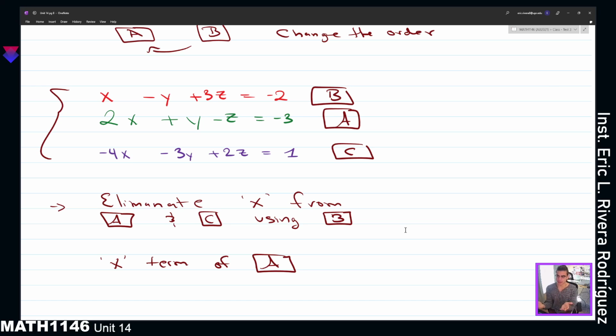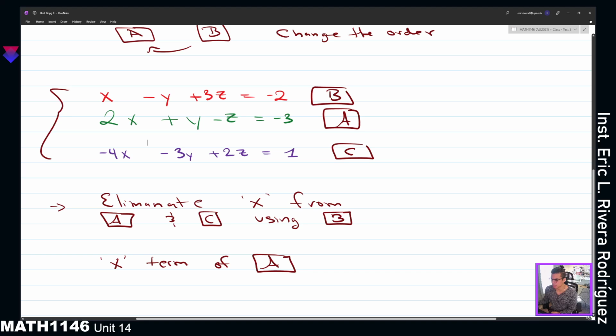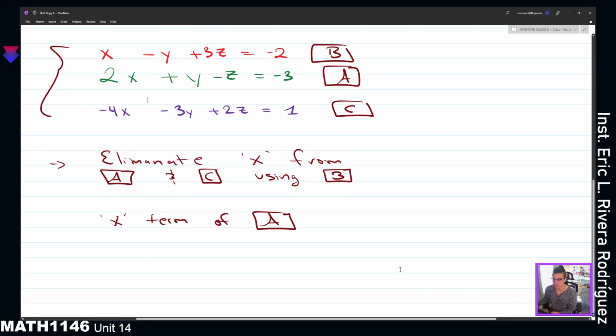Okay, so right now if I add A and B, I cannot cancel the term x. So I need to do a modification. I need to multiply equation B by the opposite value of 2, which is negative 2. So this is what I'm going to do.